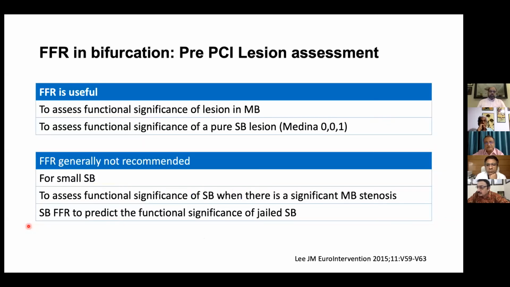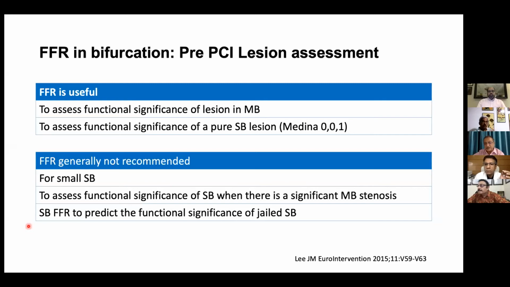So let me take you one by one through these steps. Pre-PCI, it is useful to assess the functional significance of the main branch. And if you have a 001 kind of side branch lesion, then it is also useful for assessment of the side branch. But it is not generally recommended if you have a very small side branch, or to assess the significance of the side branch when there is a significant lesion in the main branch.